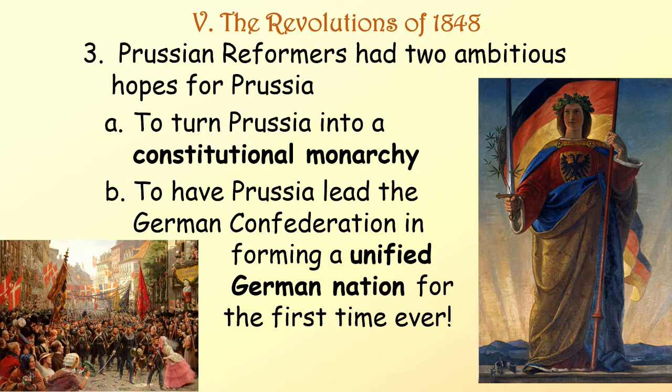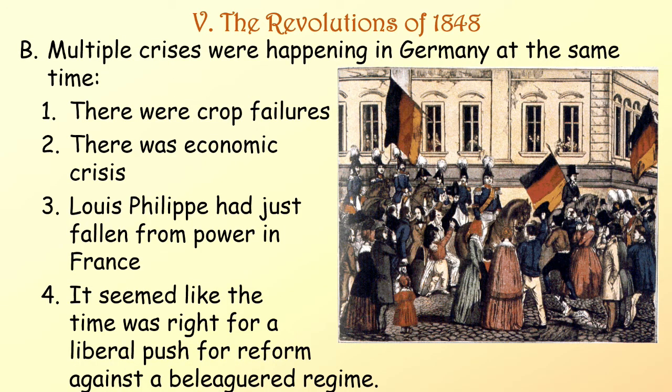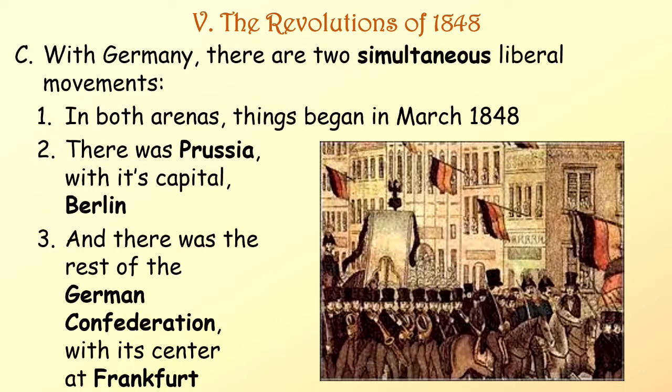As we know, multiple crises were happening in Germany at the same time. There were crop failures like everywhere else. There was economic crisis. Louis Philippe over in France had just fallen from power. And it seemed like the time was right for a liberal push for reform against a beleaguered regime.